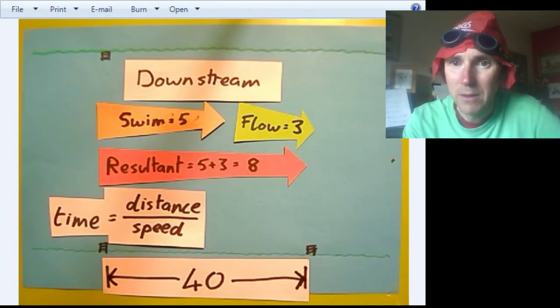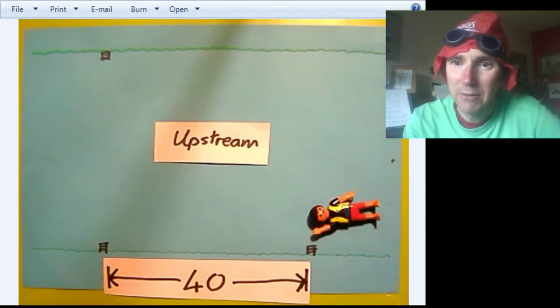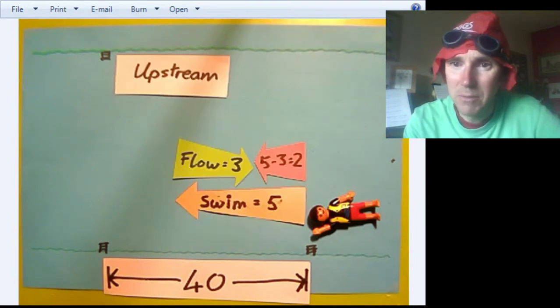Okay, let's see what his time was. Time, as we know, is distance divided by speed. So if we take the distance of 40 and divide it by the speed, which was 8, we get a downstream time, pretty rapid, of 5 seconds. Now he's got to turn around and go back upstream. So here he goes.